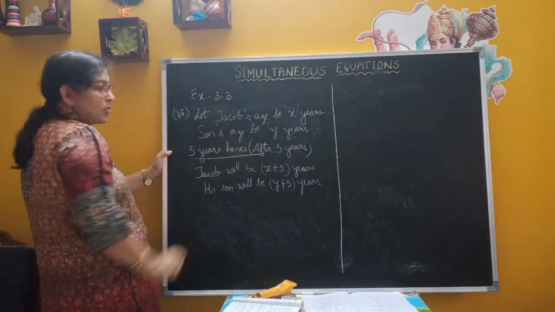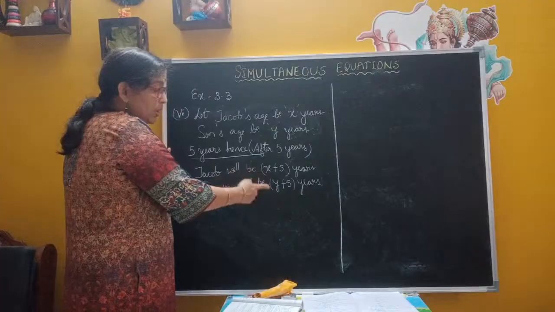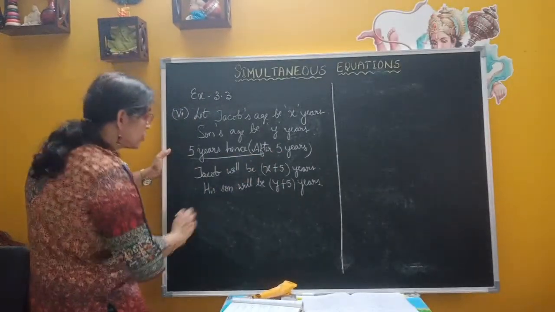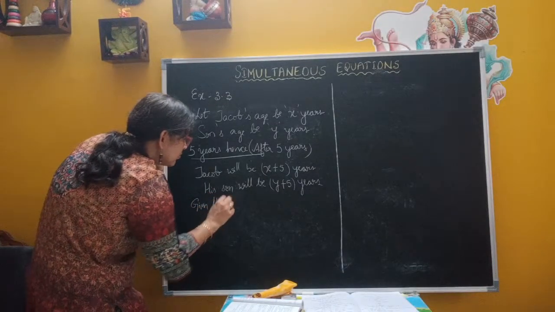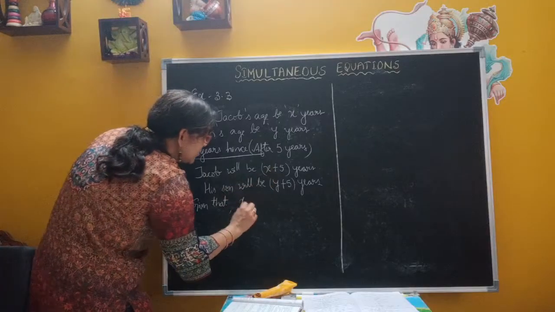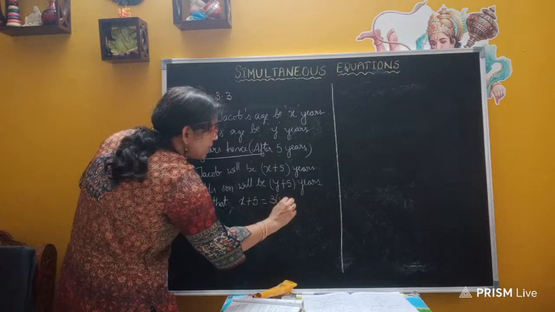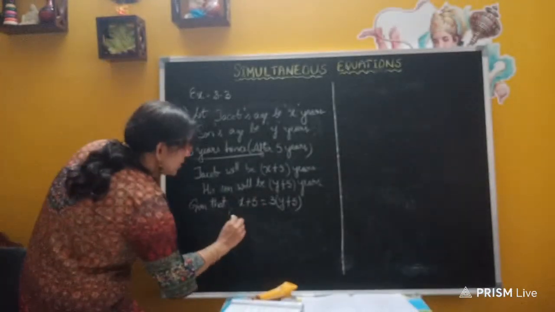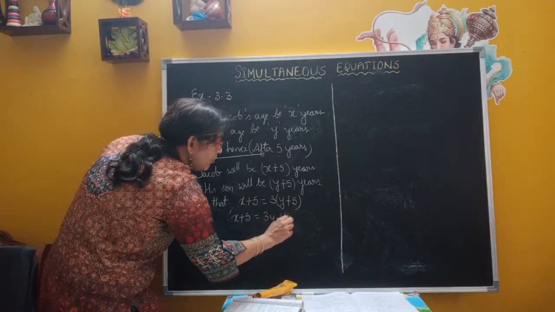Their ages will be x plus 5 years and y plus 5 years. But what is the condition given here? After 5 years, Jacob's age will be 3 times his son's age. So, given that, Jacob's age, that is x plus 5, will be equal to how much? 3 times the son's age, means 3 times y plus 5. Simplify this, you will get an equation. So x plus 5 is equal to 3y plus 3 fives are 15.